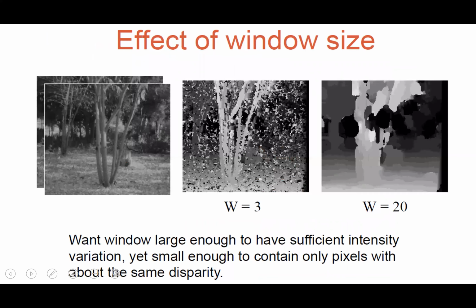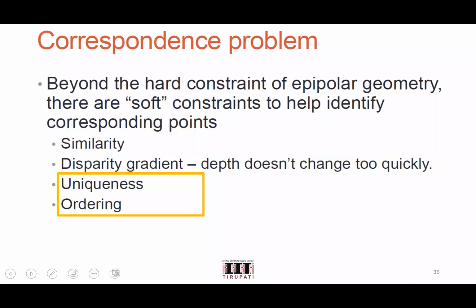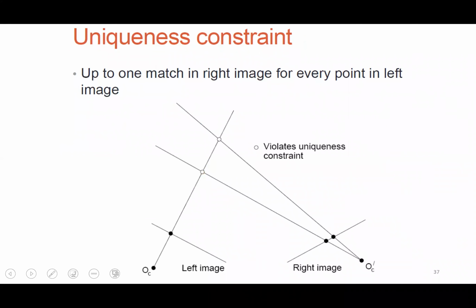The moment you are taking a patch, you are making an assumption that the whole patch has the same disparity. That's how you are looking at the similarities there, right? Those are the two extremes. We had looked at disparity, and also the fact you are taking a patch around it is assuming the depth doesn't change too quickly. Now we would look at two more correspondence assumptions.